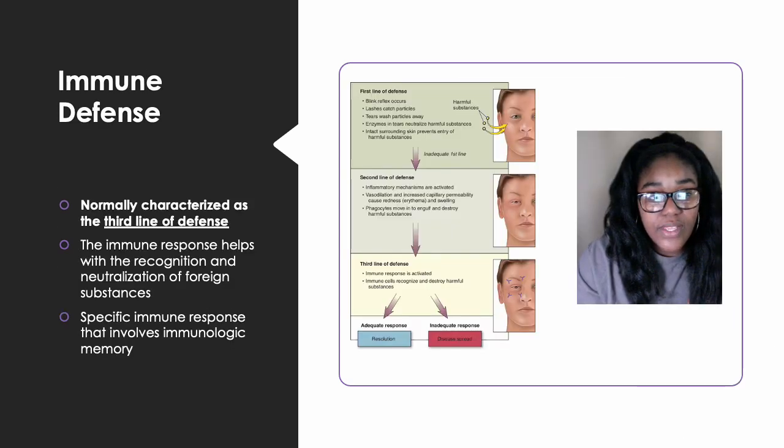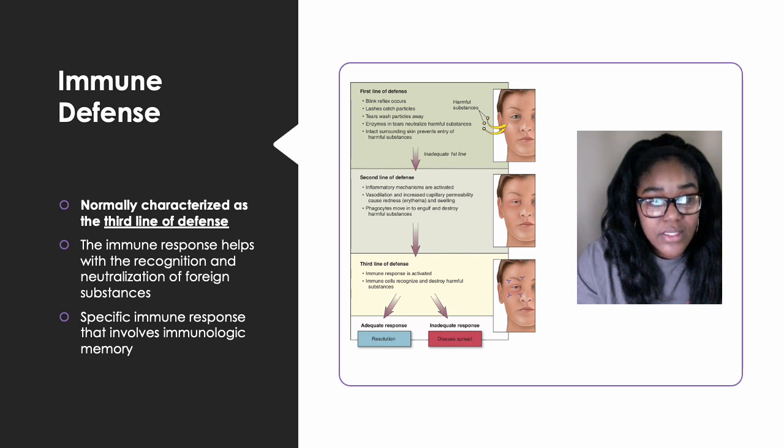So the immune defense is characterized as the third line of defense. All of chapter 3 was talking about that second line of defense, that inflammatory response. But now that inflammatory response has failed and we're moving into the third line of defense. So that's when your actual immune response starts to develop and it starts to fight those harmful substances or pathogens that are trying to attack the body.